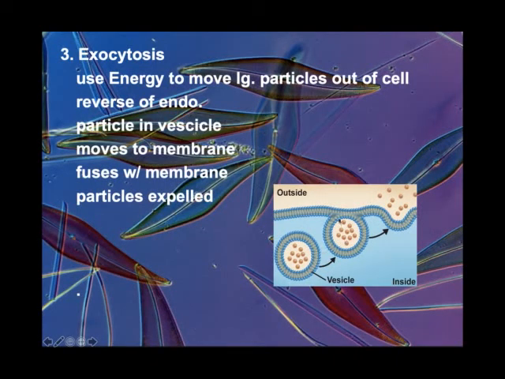Since it's surrounded by membrane material, it's no big deal to fuse with the plasma membrane. And then once it does that, it just becomes incorporated into that membrane that was surrounding the vesicle, becomes part of the plasma membrane, and then whatever was inside the vesicle now can be on the outside.